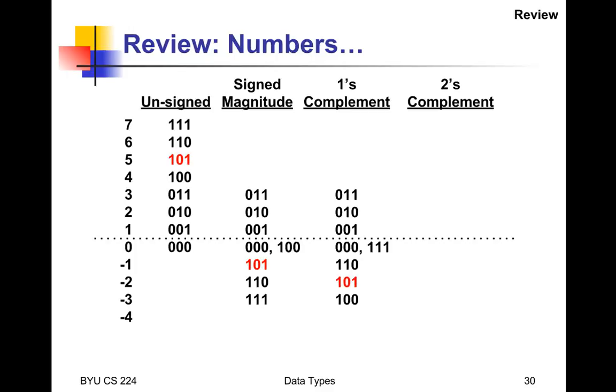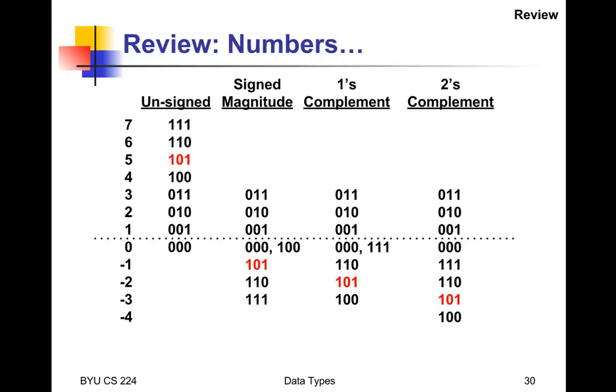That's all zeros, or 1 and 2 zeros. In 1's complement, 101 is also a negative number. This time it's -2. In 1's complement, to negate a number, you just flip all the bits.